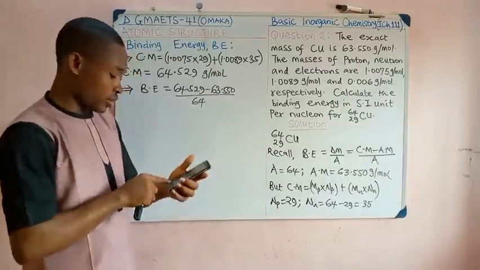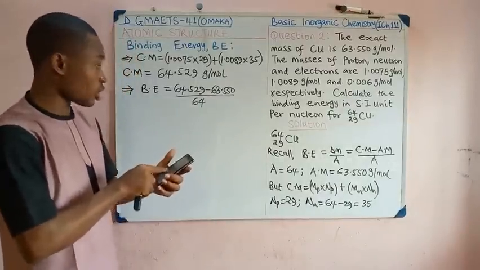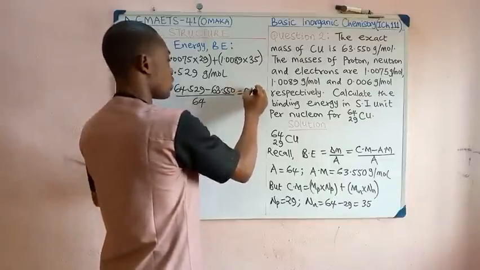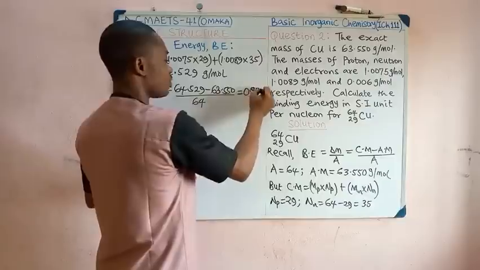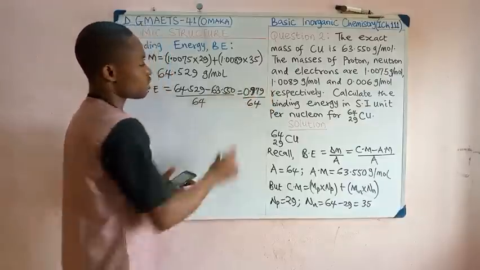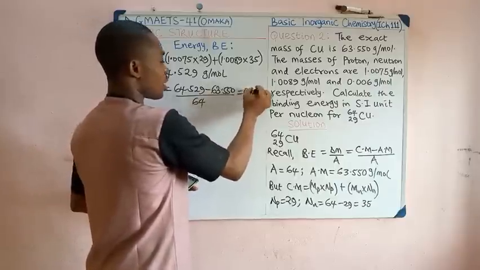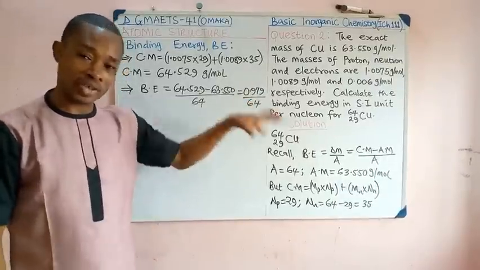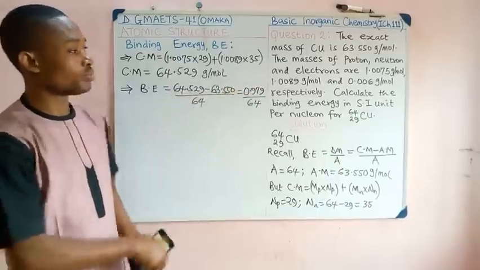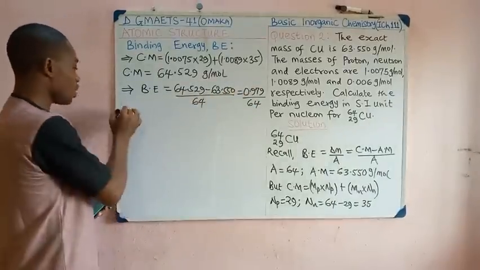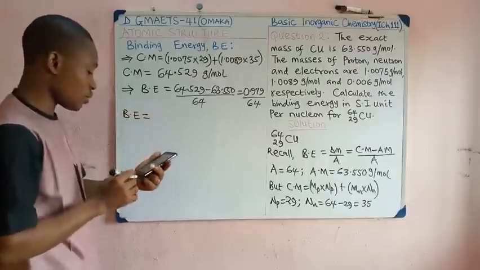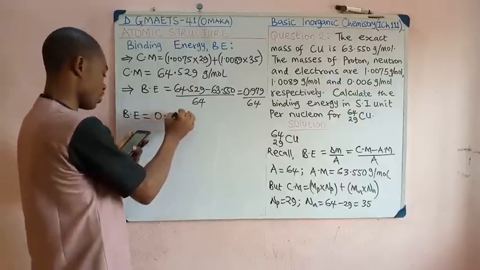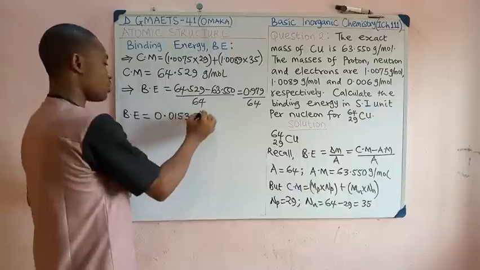If you work on the numerator, 64.529 minus 63.55, it gives us 0.979, divided by 64. Take note that the numerator, which is the mass defect, is 0.979. Suppose the question asks us to find the mass defect alone, this will be the value in grams per mole because the masses are given in grams per mole. Can we now obtain the binding energy by dividing 0.979 by 64? From here it gives me 0.0153 grams per mole.